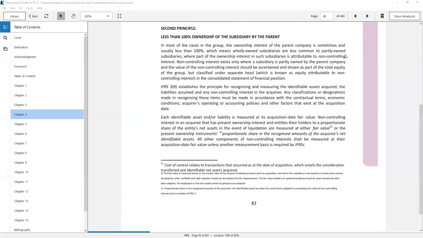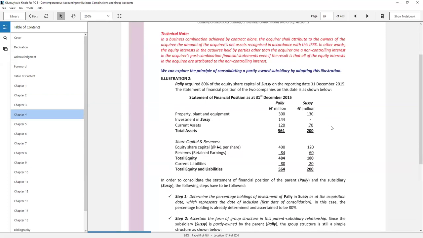Non-controlling interest in an acquiree that has present ownership interests and entitles their holders to a proportionate share of the entity's net assets in the event of liquidation are measured at either fair value or the present ownership instrument's proportionate share in the recognized amount of the acquiree's net identifiable assets. All other components of non-controlling interest shall be measured at their acquisition date fair value unless another measurement basis is required by IFRS. Okay, technical notes.